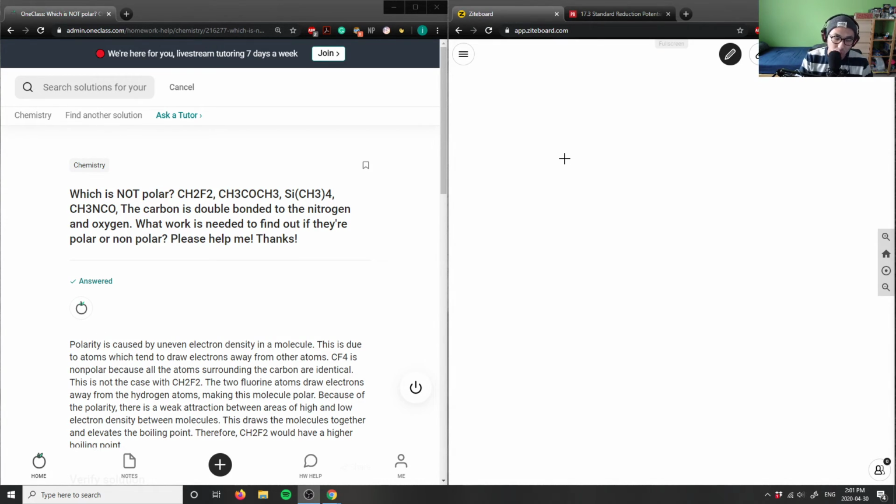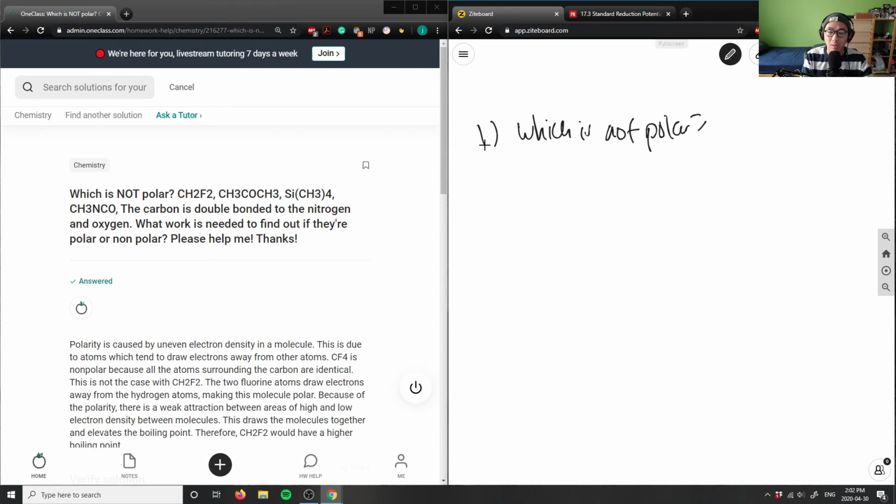So the first question is asking which is not polar, and we have 4 compounds here. I have number 1 here. I'm going to say which is not polar, and then I'm going to write out the chemical formulas for you. So this is CH2F2.